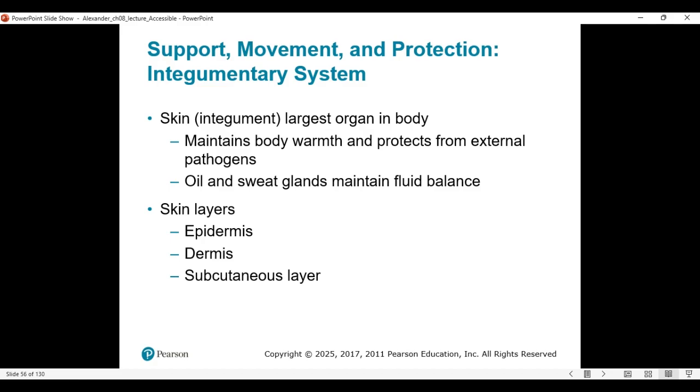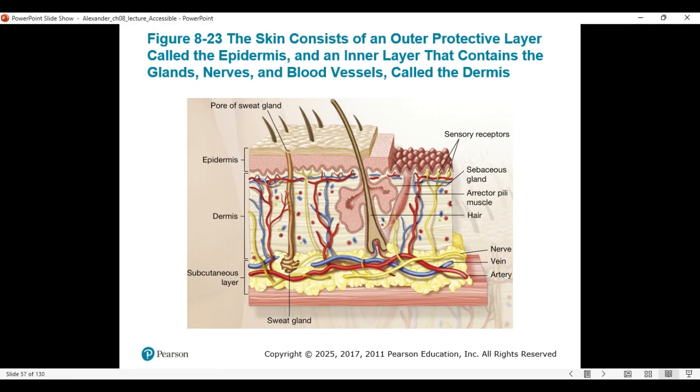We're going to talk about the integumentary system, which is skin, the largest organ of the body. It maintains warmth and protects from external pathogens. It has the oil and sweat glands, which help maintain both temperature and fluid balance. Three layers: you've got the epidermis, dermis, and subcutaneous. I'm sorry if I'm going fast, but this is all kind of review from your EMT. There's a nice picture of your skin. This is a picture that you've seen all the way from grade school on through.